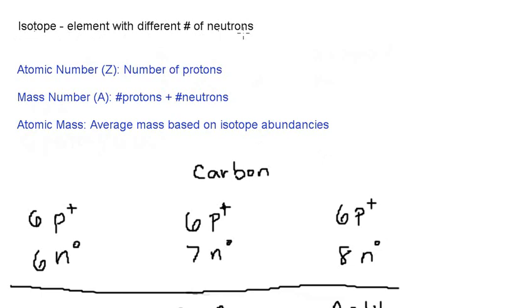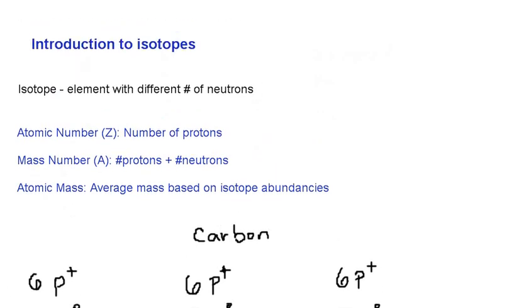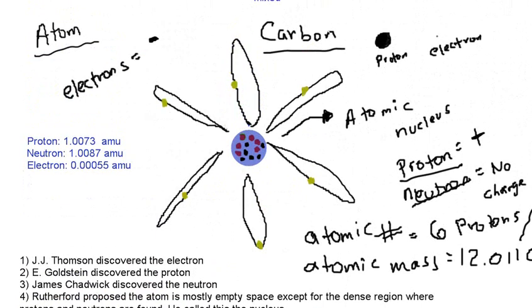Okay, so in the first video we talked about the subatomic particles, the protons, the neutrons, and the electrons. Let me show you the picture of the last video. Okay, so in the atomic nucleus we have the protons, neutrons, and on the outside we have the electrons. Okay, so an isotope means that atoms can have different number of neutrons.